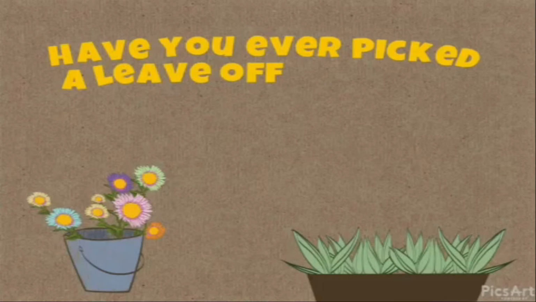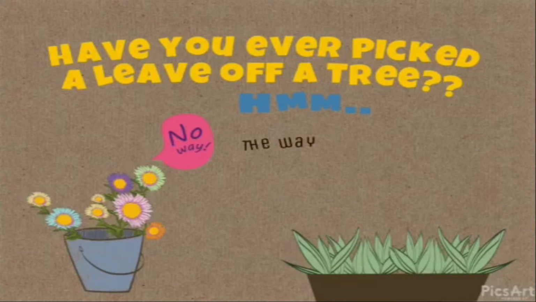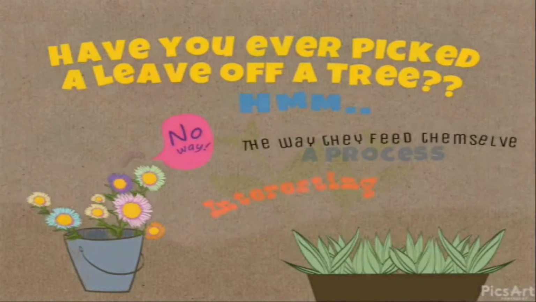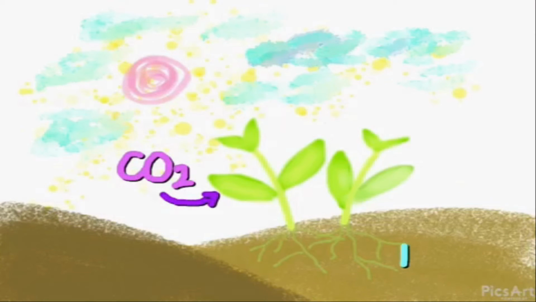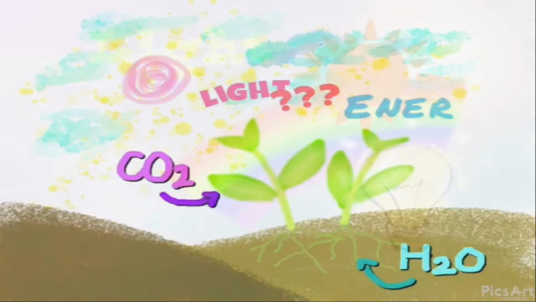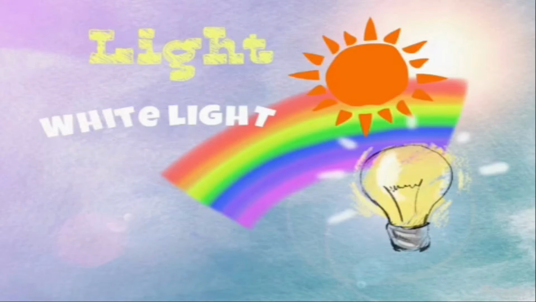Have you ever picked a leaf off the tree? Me too. But after this video, you will appreciate it because the way it maintains life is a very important process to the planet Earth called photosynthesis. Plants absorb carbon dioxide, water, and light. They are experts at capturing sunlight and converting it into chemical energy stored in the form of carbohydrate molecules.